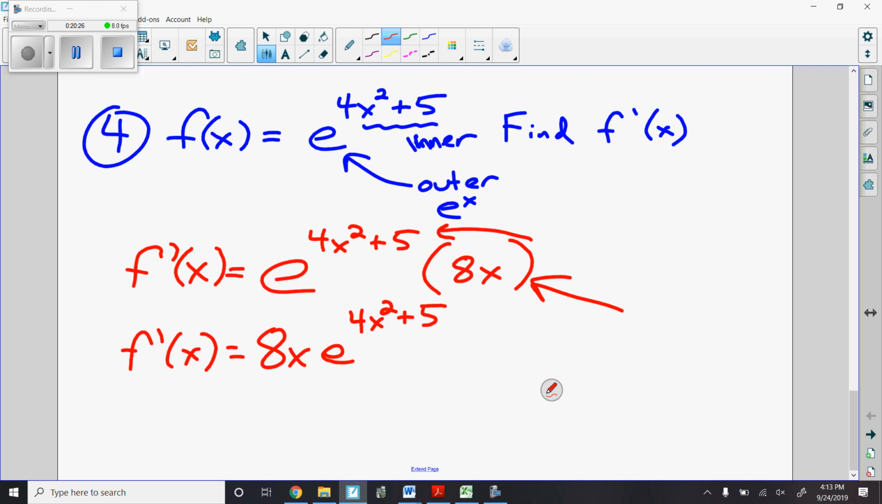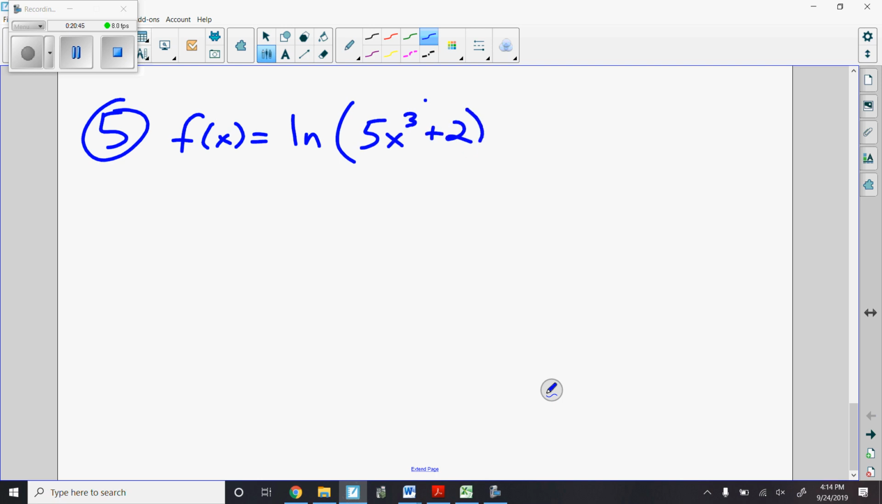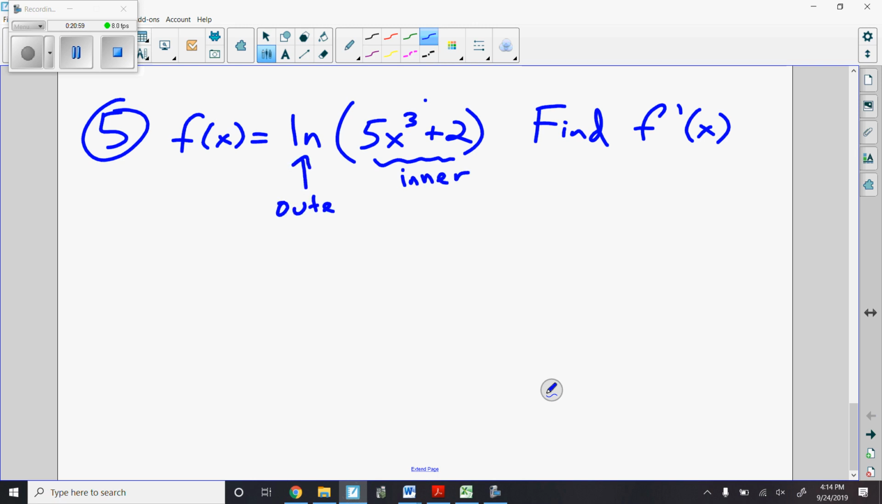Okay. Let's look at example number 5. 2 more. Problem 5 is f of x equals the natural log of 5x cubed plus 2. And again, I'm asking you to find f prime of x. Again, I'm going to identify this as my inner. My outer function is going to be ln x.